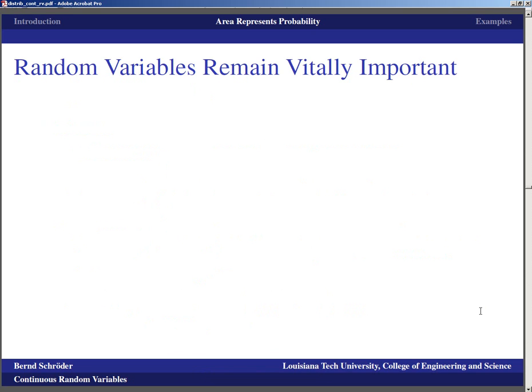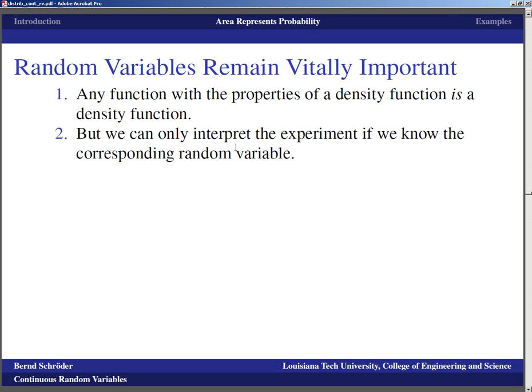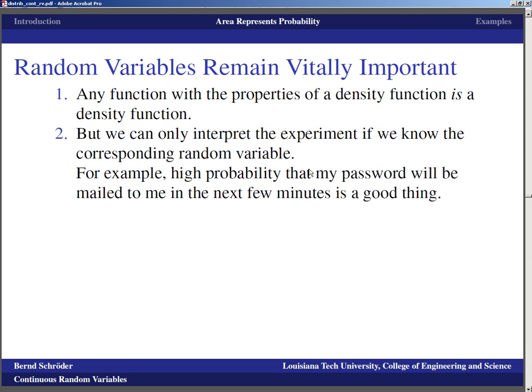Now, on the interpretation side, we have to remember that random variables will remain vitally important. First of all, when you look at the definition from the previous panel, basically any function with the properties of a probability density function really is a density function. There is, in fact, an abstract way to just artificially make a random variable that will have this density. But on the other hand, we can only interpret what happens in the experiment that is described by a given function if we know the corresponding random variable.